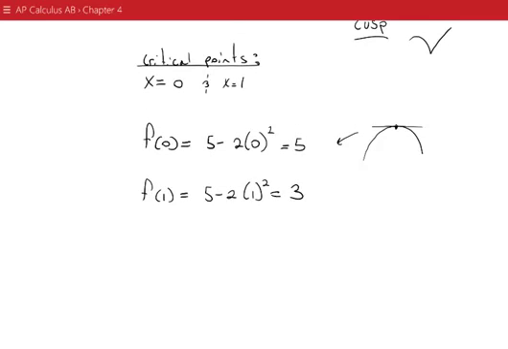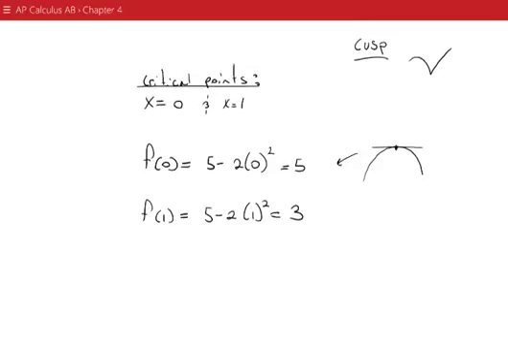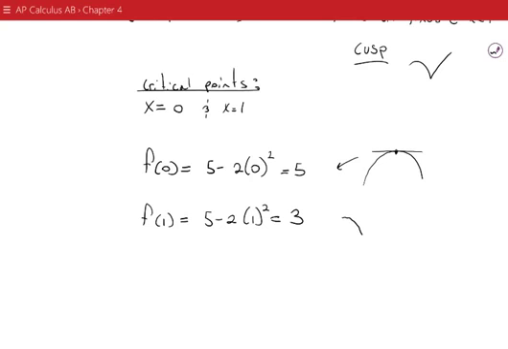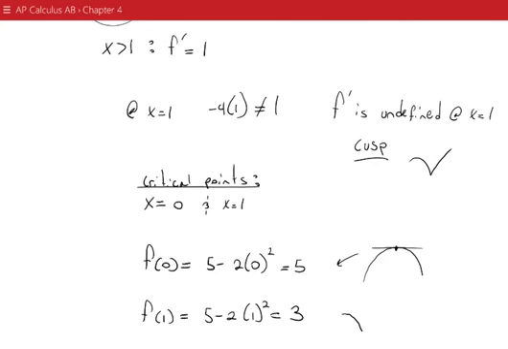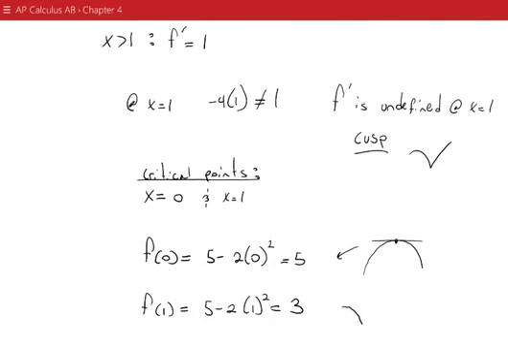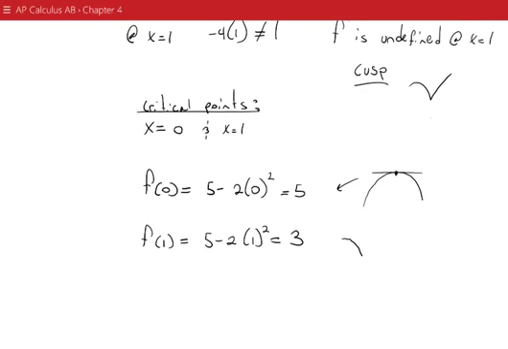At x equals 1, we have a cusp. It's the joining of the two functions. So we're going to have the right-hand side of the parabola, and then we're going to have a line with a positive slope, x plus 2. So it's going to go up like that. So it looks like this is our minimum.